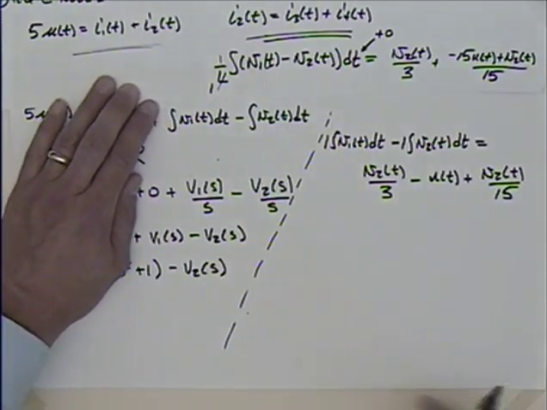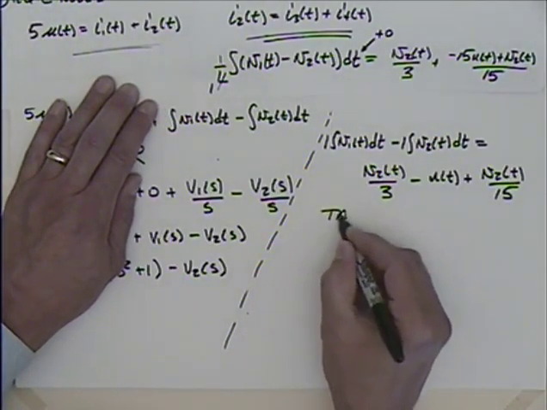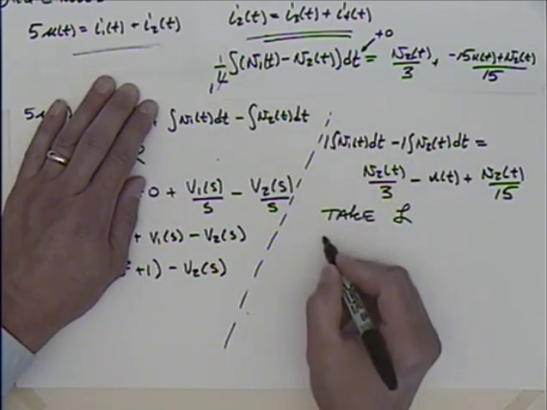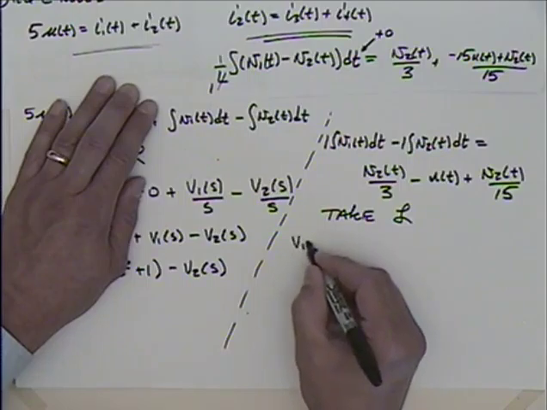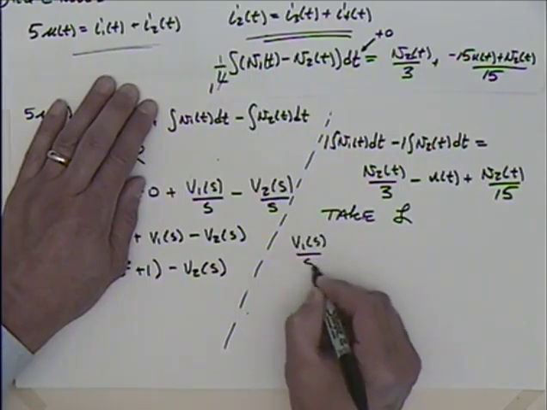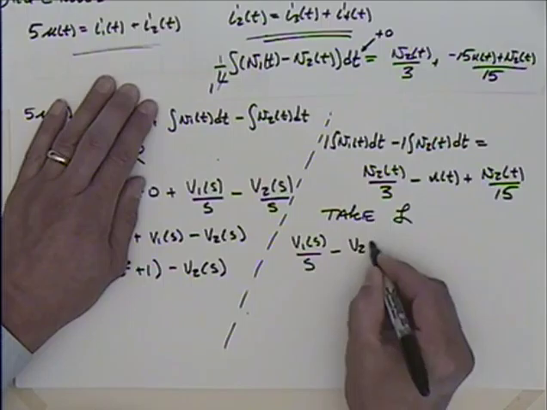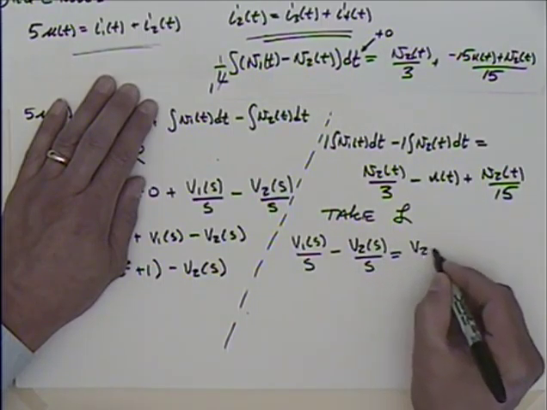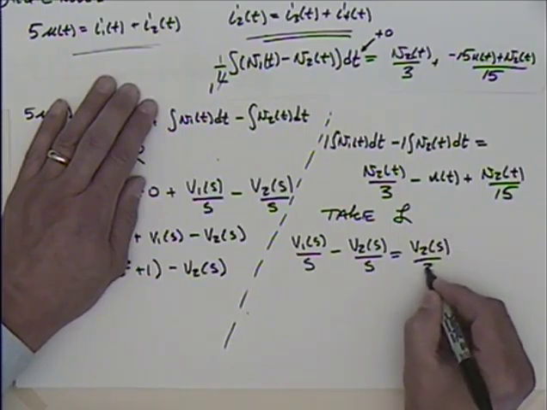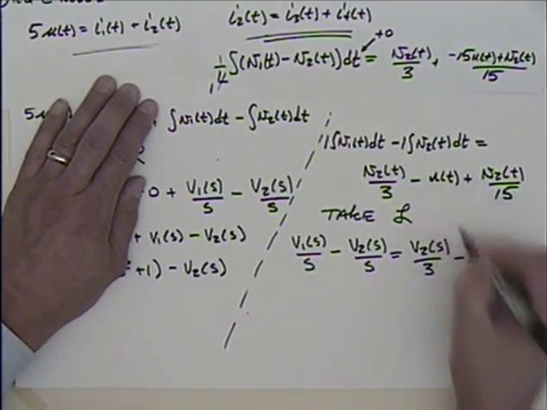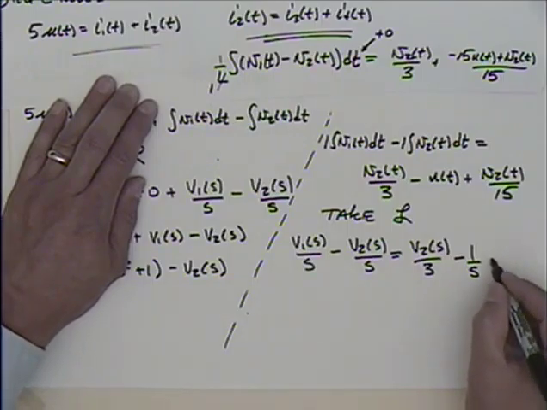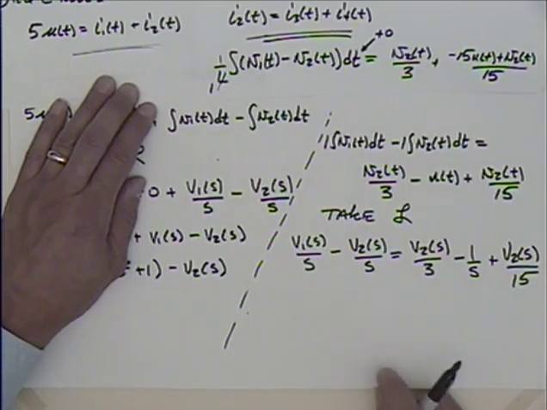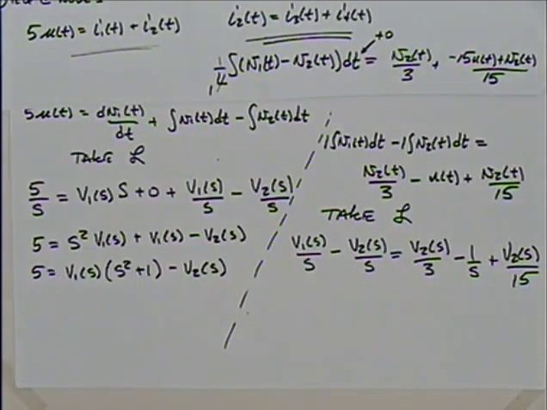I'm good with that? So with that, I can take the Laplace transform, and I don't have to worry about the 1 in front, so I have V1 in the s domain over s minus V2 in the s domain over s is equal to V2 in the s domain over 3 minus 1 over s, because that's the step function there, plus V2 in the s domain over 15. I double check those. I think we're okay with that.